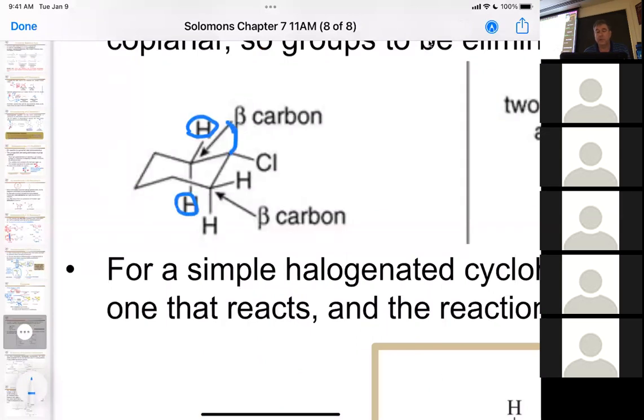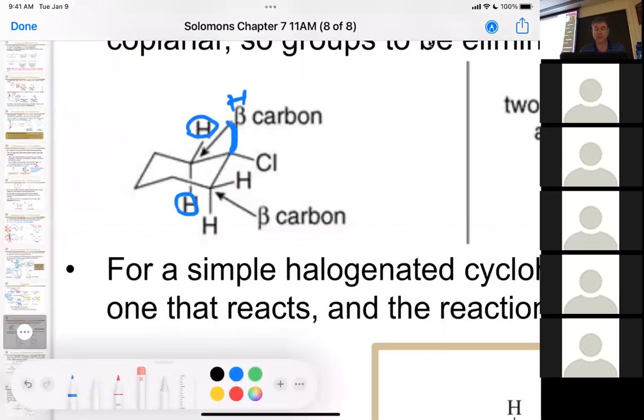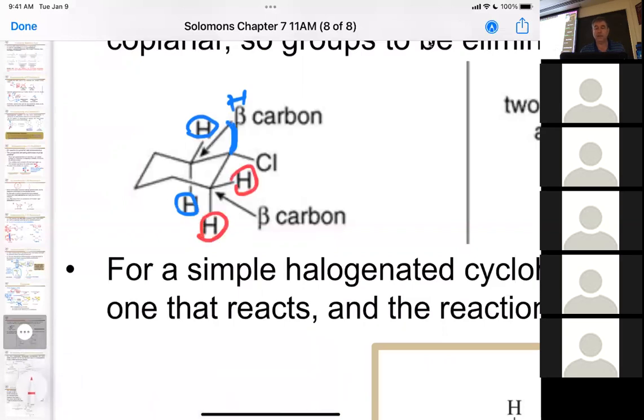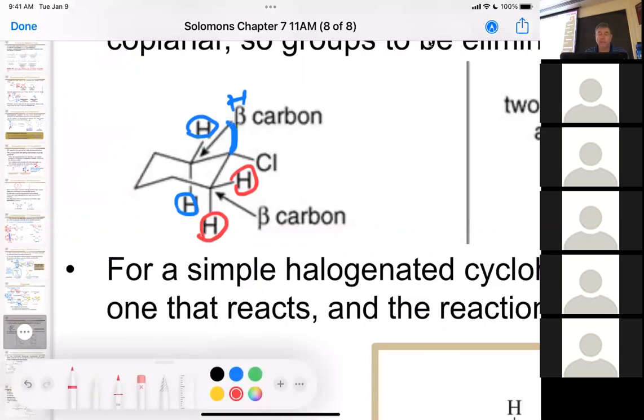I'm going to draw this hydrogen here, because there should be a hydrogen there. And we have this beta hydrogen. Well, let me change colors. We have this beta hydrogen and this beta hydrogen. Okay. Now, one of those two sets is favored over the other. Anybody want to hazard a guess here?